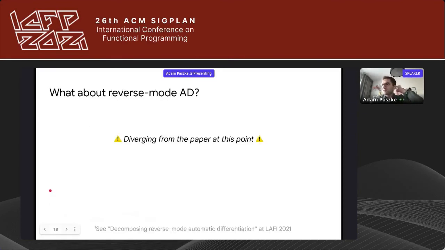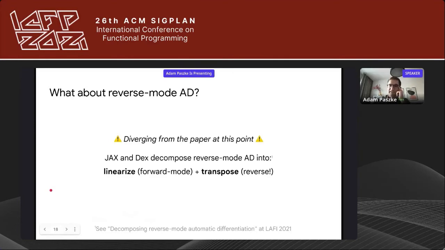So, I'm diverging from the paper at this point, but just to finalize, I want to give you an outlook on what we think we should do as next steps, though you will not necessarily find this in the paper. Both JAX and DEX, which are the systems that we're working on, decompose reverse mode AD into 2 steps: linearize, which you saw before and which is kind of forward mode, and then another transform, which is transpose. So VJP is not an atomic unit. VJP is implemented in terms of those, as a composition of 2 other program rewrites, which separates the concerns and makes them much easier to think about. The question is, can we apply this to SOAC languages?